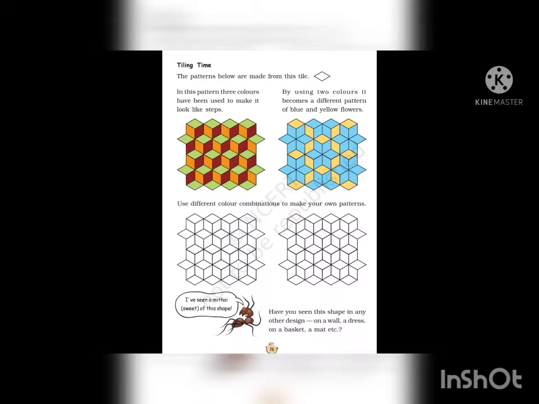Have you seen this shape in any other design? On a wall, a dress, on a basket, a mat, etc. So now you have to tell whether you have seen this shape anywhere else, in any other design, whether on a wall, on a dress, on a basket, a mat or anything. If you have seen this type of design anywhere, you write it here. You write in your book only.